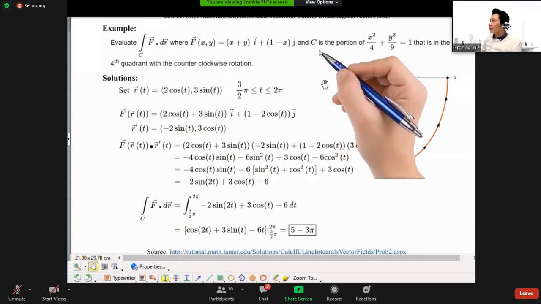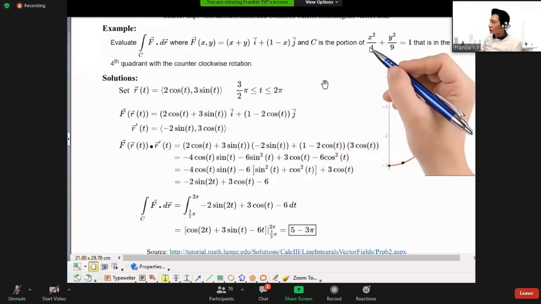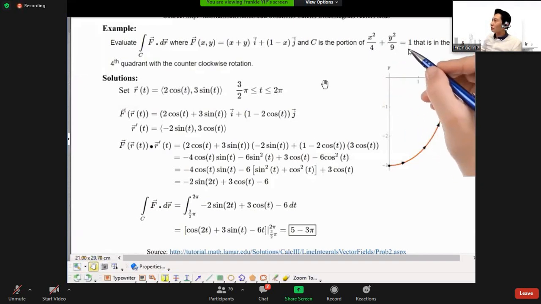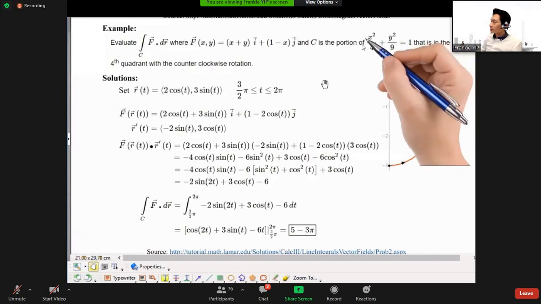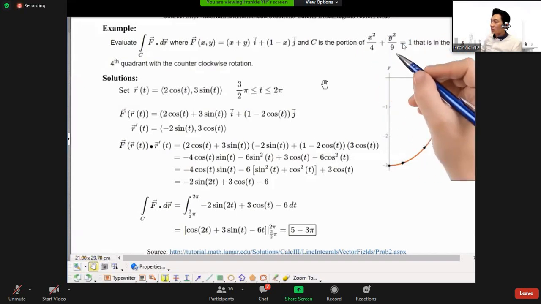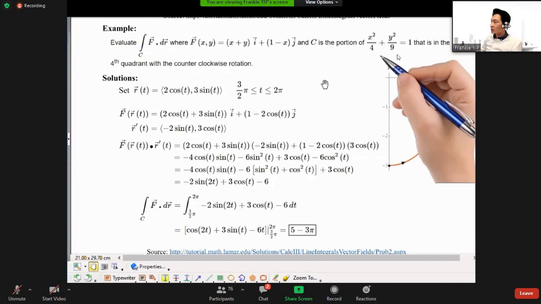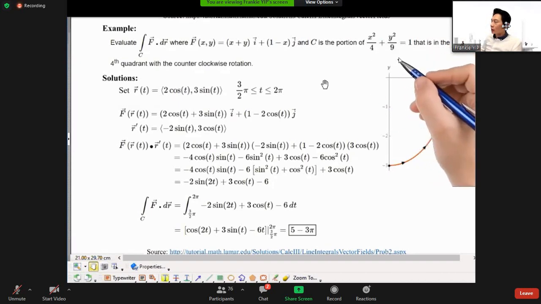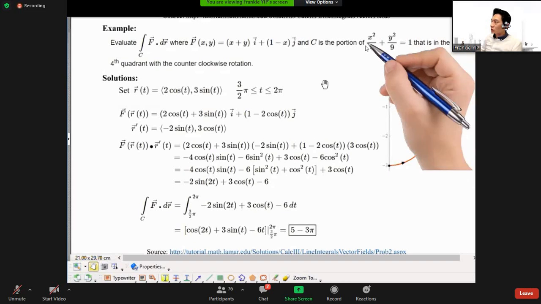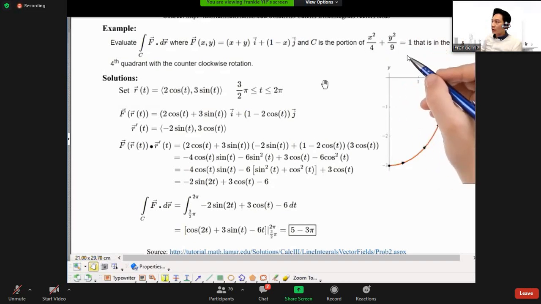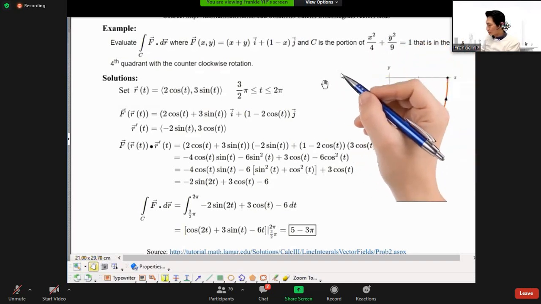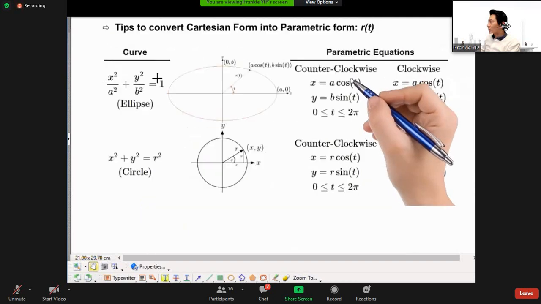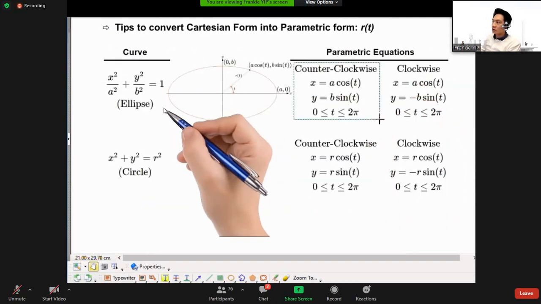And how about the curve? The curve is x squared over 4 plus y squared over 9 equals 1. Okay, do you still remember this one? What is it? It's the ellipse, right? Remember last time I told you how to convert the ellipse into x and y by using the parametric form. So in order to do that, let me remind you, we talked about this last time, right?